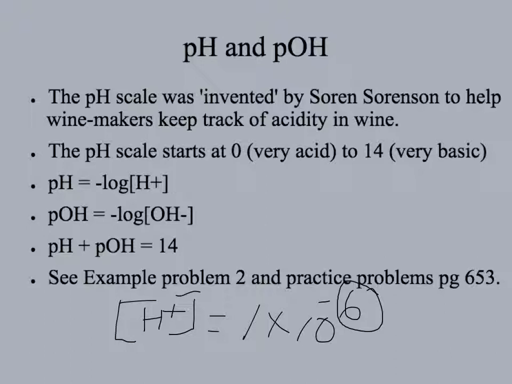So on your calculator, up at the top line, you should see the log key. You'll just enter the H plus, hit the log key, and the plus minus, and that gives you pH. Same thing for pOH, which is the power of 10 of hydroxide. We would enter the OH concentration, hit the log key, and then the plus minus.